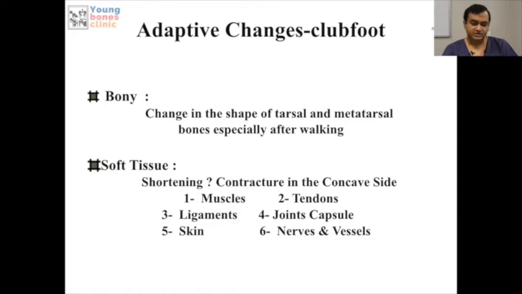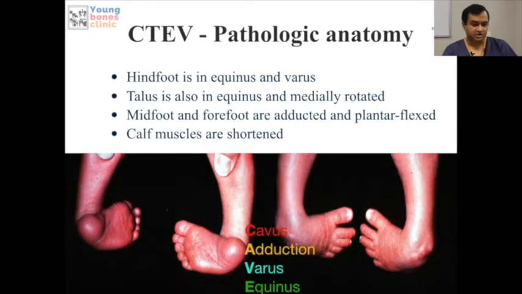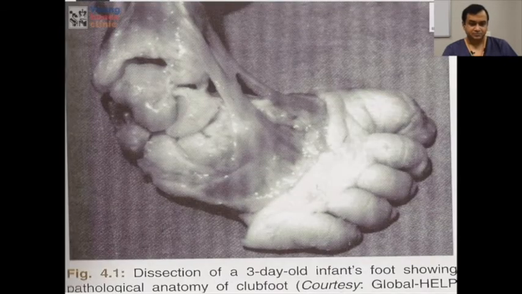And soft tissues, of course, as we discussed, the muscles, tendons, and joint capsules all get tight over a period of time. So this is the pathological anatomy. I think we have already covered it. So this is a dissection of a newborn with a clubfoot.